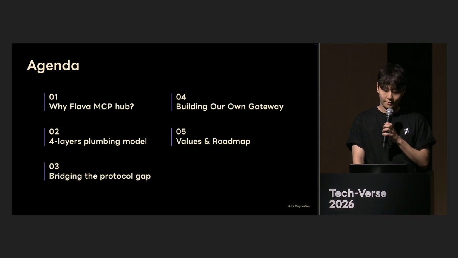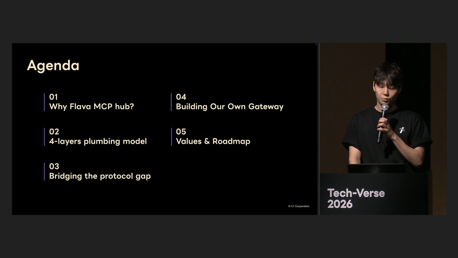First, I'd like to tell you what topics we'll be covering today. Today's presentation is divided into 5 main chapters. First, I will explain why we had no choice but to create MCP Hub and what kind of platform it is. Secondly, I will explain the structure we call the 4-layer backbone model, which is how the MCP Hub actually operates internally. Third, I'd like to share how we bridge the protocol gap between standards and in-house authentication, which was one of the most challenging aspects among the 4 layers.